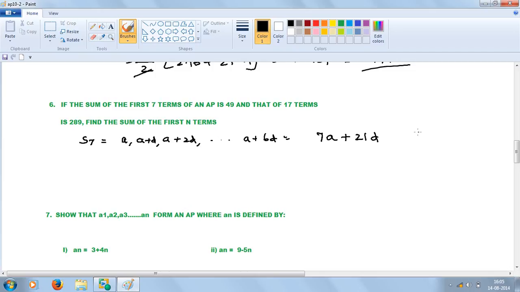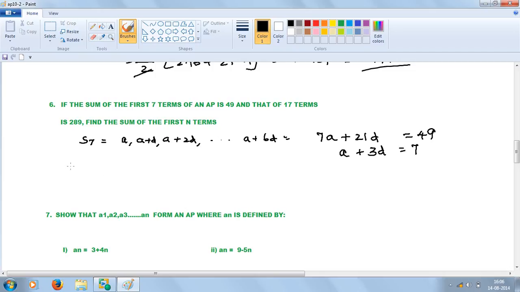So similarly we will work this out, because they have given the sum. What about 7A plus 21D is equal to? The sum is given as 49. See, 7 is common. You divide by 7 in all the places, and you get A plus 3D is equal to 7. That is the equation you get. This is equation one. Next, what is the equation?